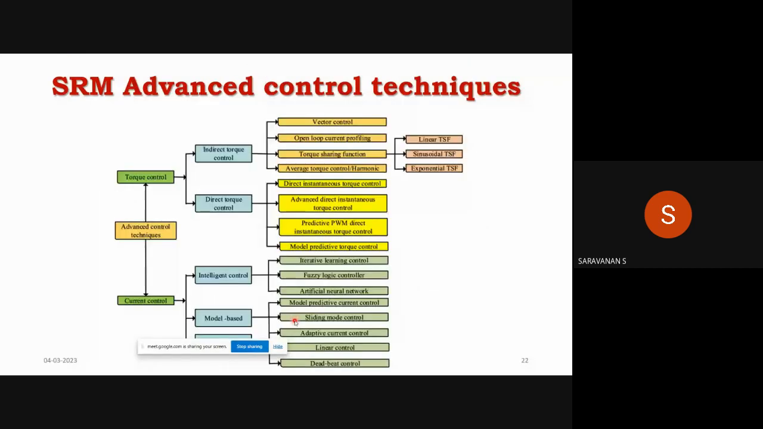In torque control, we have two methods: indirect torque control and direct torque control. In indirect torque control, there are methods, and in direct torque control, there are methods used. In current control, intelligent control, model-based control, hysteresis control. So these are all the controls they use for SRM machines.